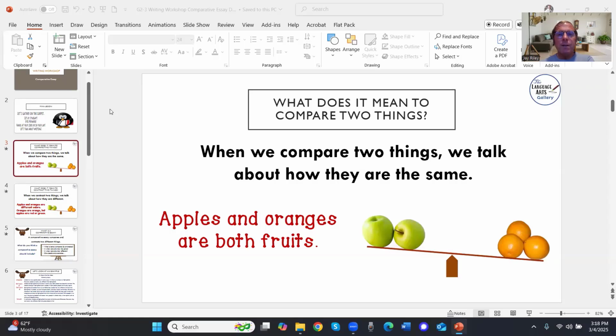So let's get started. In our last lesson, we talked about building background on Alaska. And the reason we did that is because in this writing workshop series, we're going to be writing a comparative essay comparing our hometown with Alaska.